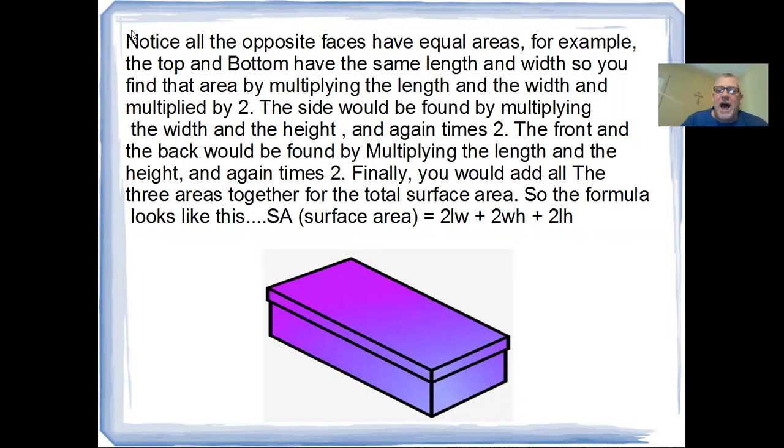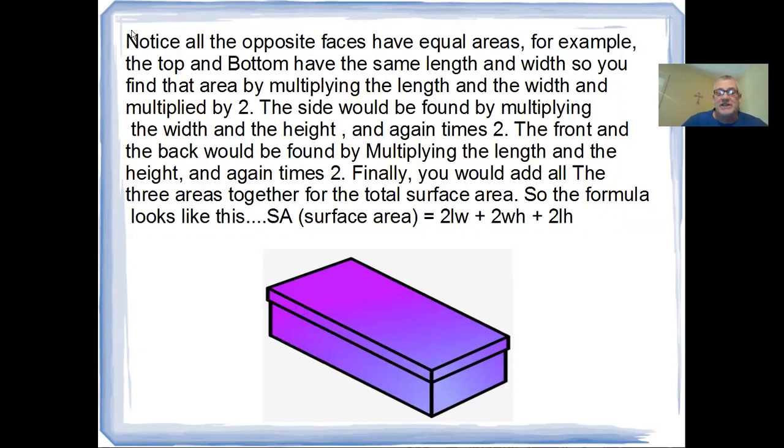If we notice, all the opposite faces have equal areas. For example, the top and the bottom have the same length and width. So you find the area by multiplying the length and the width and multiplied by 2, because there's 2 of those areas, a top and a bottom. The side would be found by multiplying the width and the height, and again times 2, because there's 2 of those sides. The front and the back would be found by multiplying the length and the height, and again times 2, because obviously there's 2 of those areas. Now finally, you would add all 3 areas together for the total surface area.